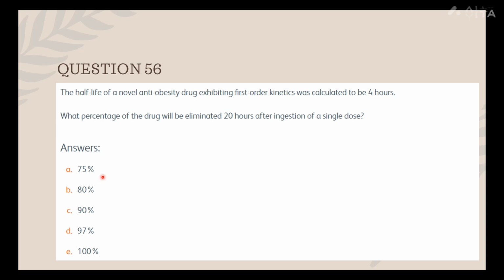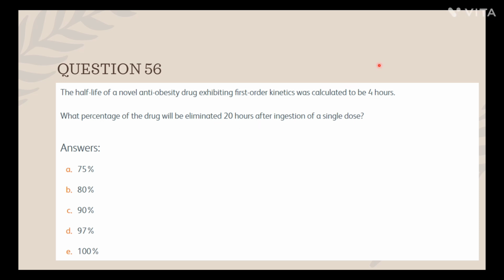Next question. The half-life of a novel anti-obesity drug exhibiting first-order kinetics was calculated to be 4 hours. What percentage of the drug will be eliminated 20 hours after ingestion of a single dose? First-order kinetics means every half-life, 50% will be reduced.